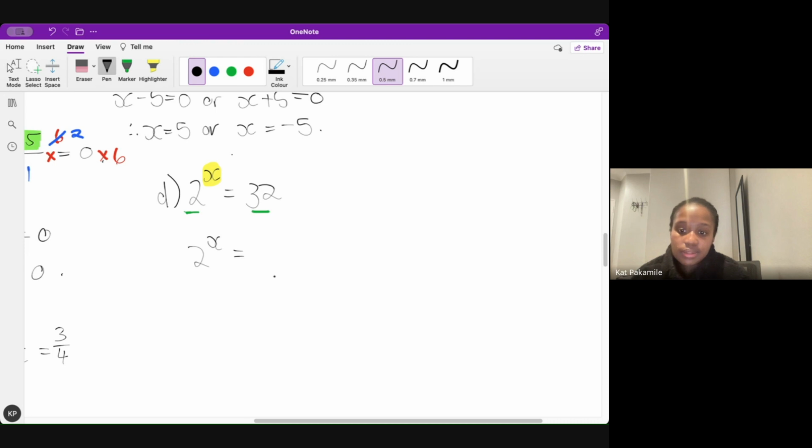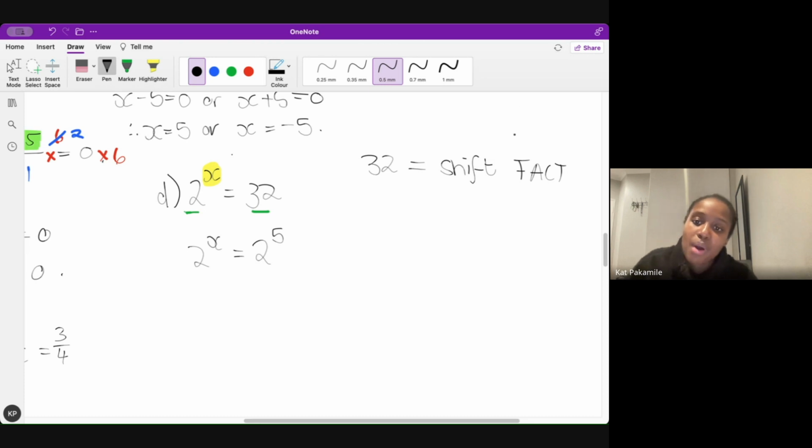Let's hear. Nice. 2 to the power of 5. Remember, on the calculator, you press 32, press equals, shift, and the button that says fact for factorize or prime factors. That's the one that has these things.